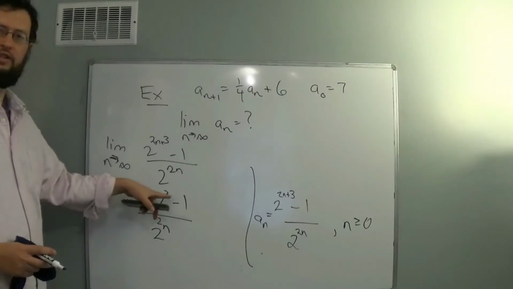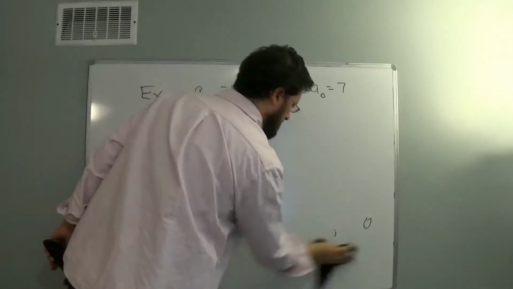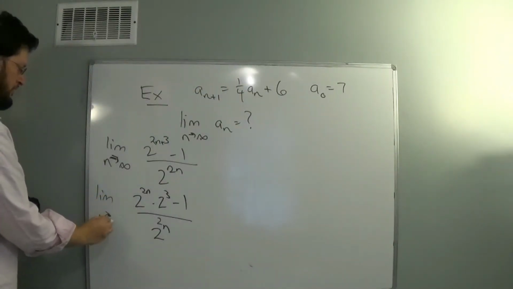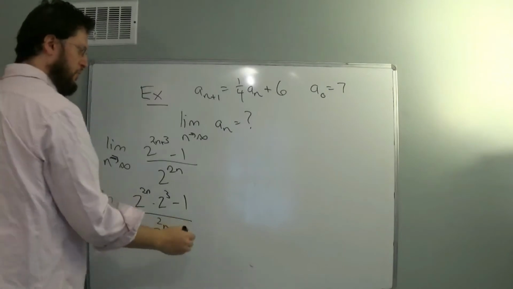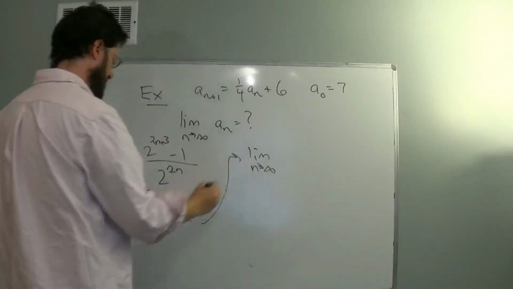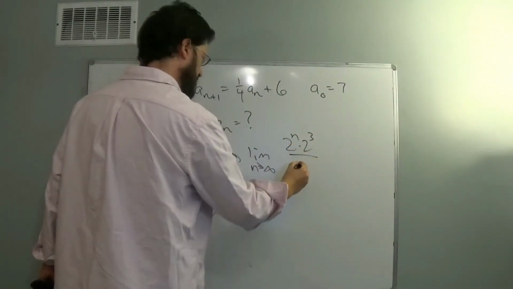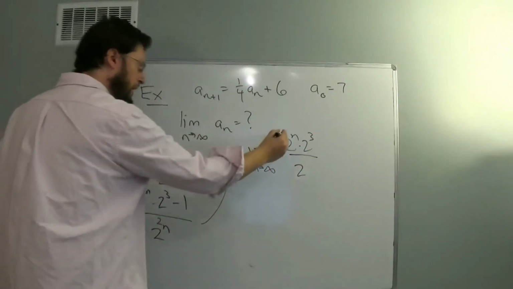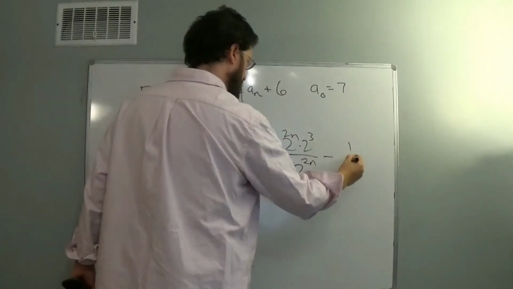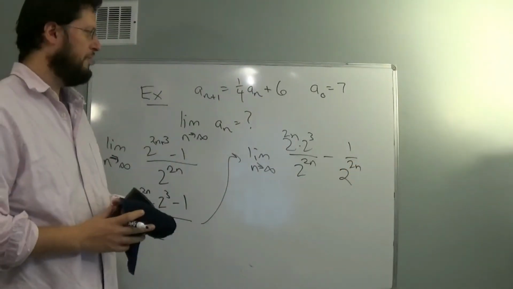This is 2 to the n, this is 3. I can add them up to make 2n plus 3. So we're still looking at that limit. Now I'm going to divide this into both pieces to say limit as n goes to infinity of 2 to the 2n times 2 to the 3 over 2 to the 2n, sorry, over 2 to the 2n, minus 1 over 2 to the 2n. The limit as n goes to infinity.